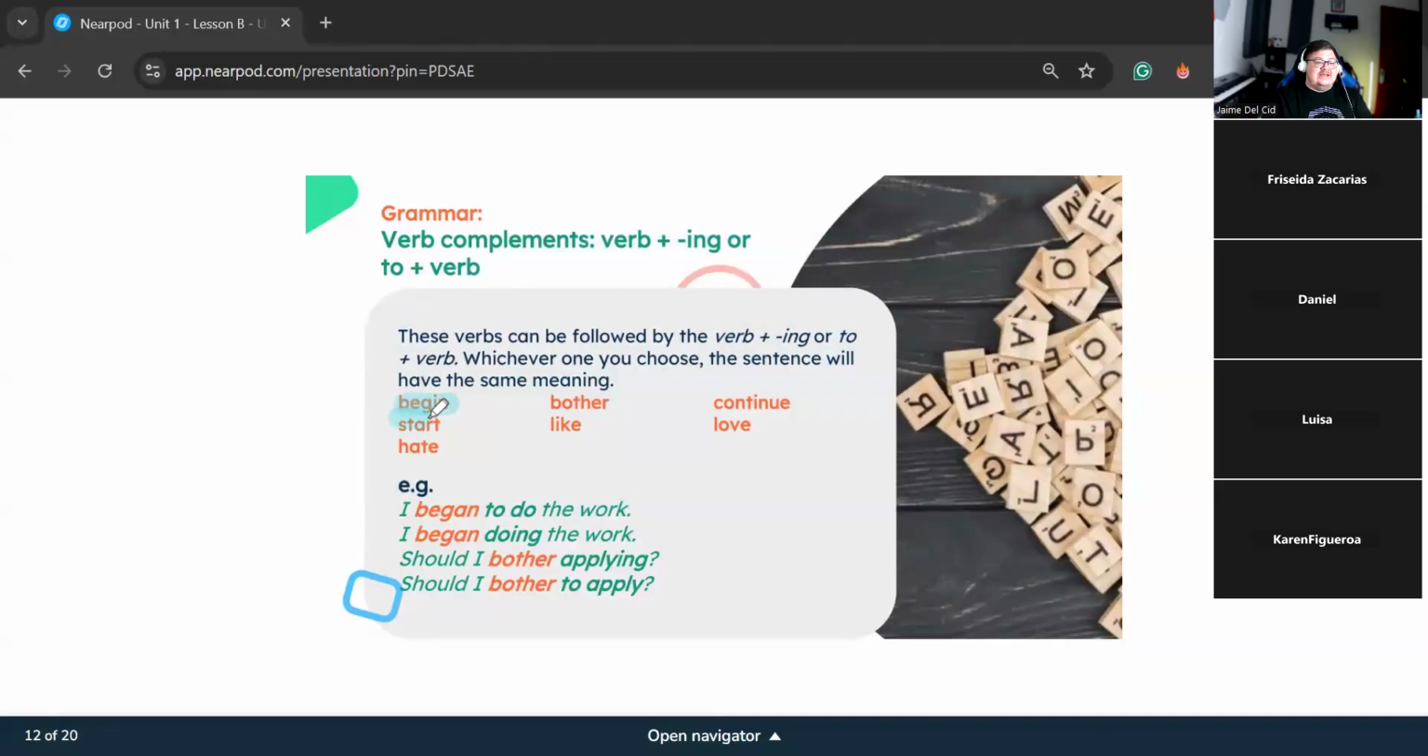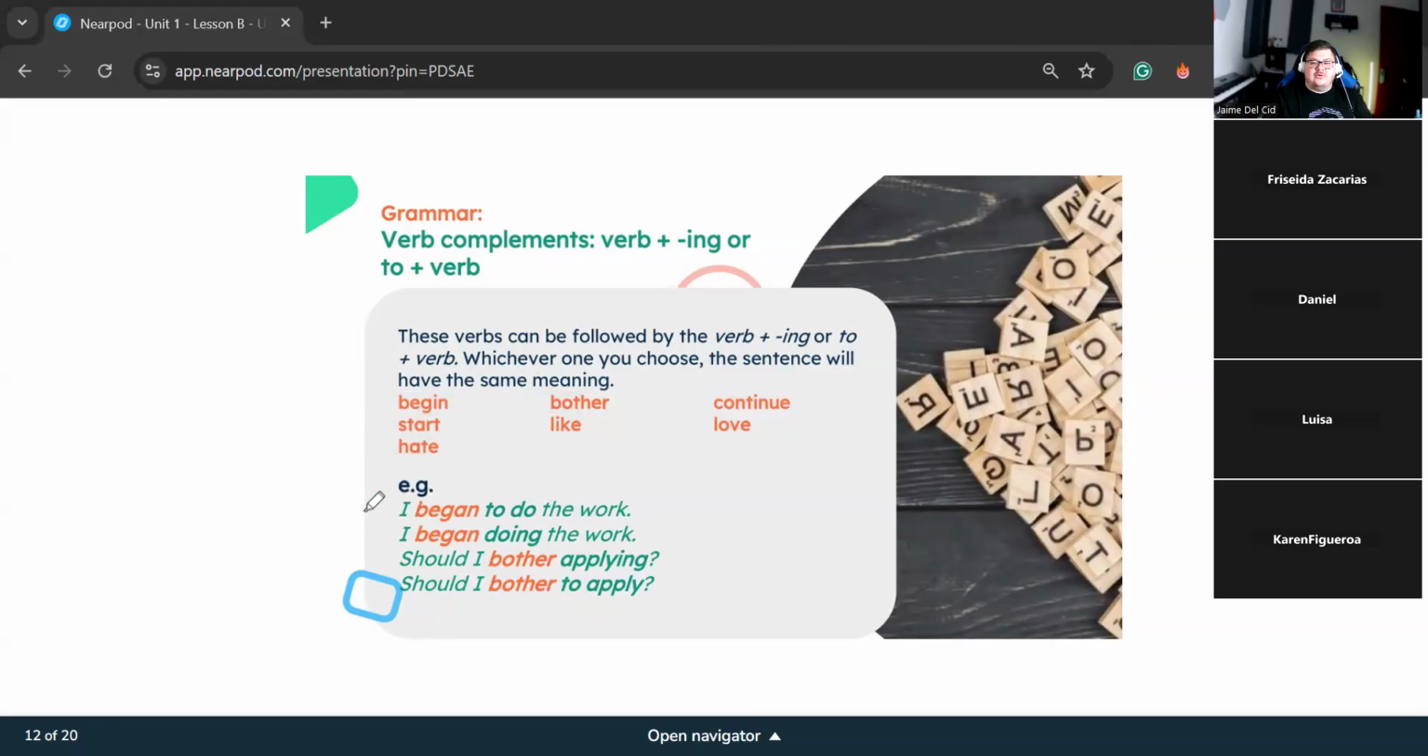Entonces, la palabra begin, start, hate, bother, like, continue, and love. Estos pueden funcionar bien de una forma u otra. Por ejemplo, I began to do the work. I began doing the work. Should I bother applying? Should I bother to apply? So if you see, these do not change the meaning and they don't sound weird.